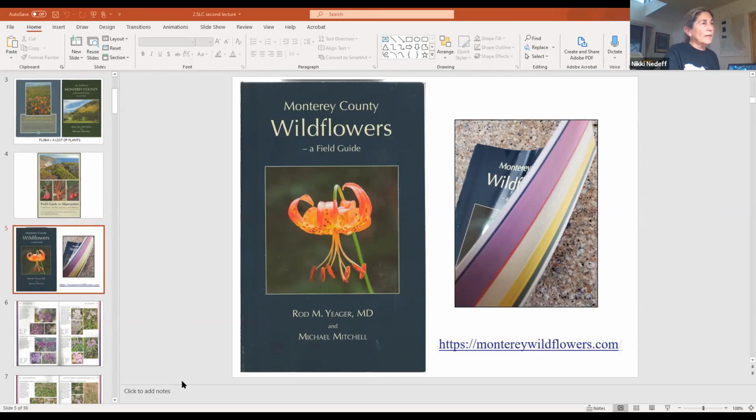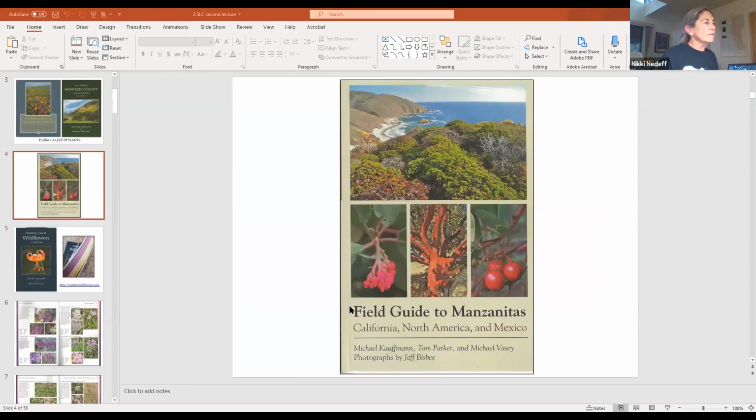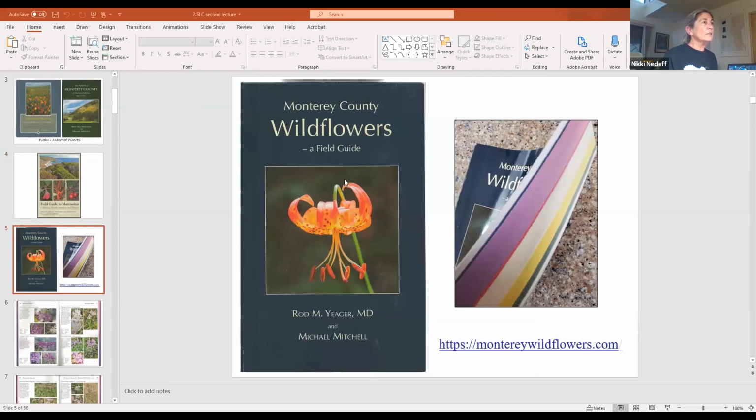Now, I'm going to go back a slide and focus on this book for a moment. You can buy all kinds of really, really specific books that are tailored to your particular interests. This is a field guide to Manzanitas. It has many, many different species of Manzanitas that have maps and descriptions of where they occur, descriptions of their structure, whether they're fuzzy leaves, whether they're sticky leaves, what the branches look like, all that kind of thing. But if you want something specific to Monterey County, I really encourage you to get this particular book, the Monterey County Wildflowers.